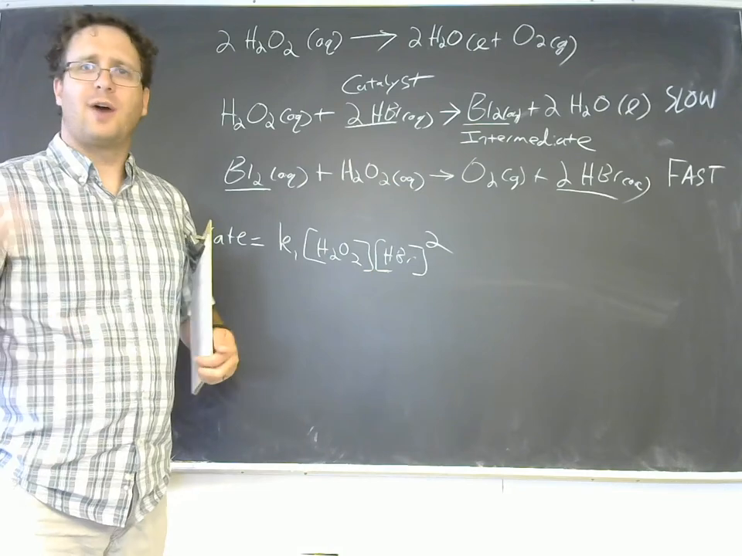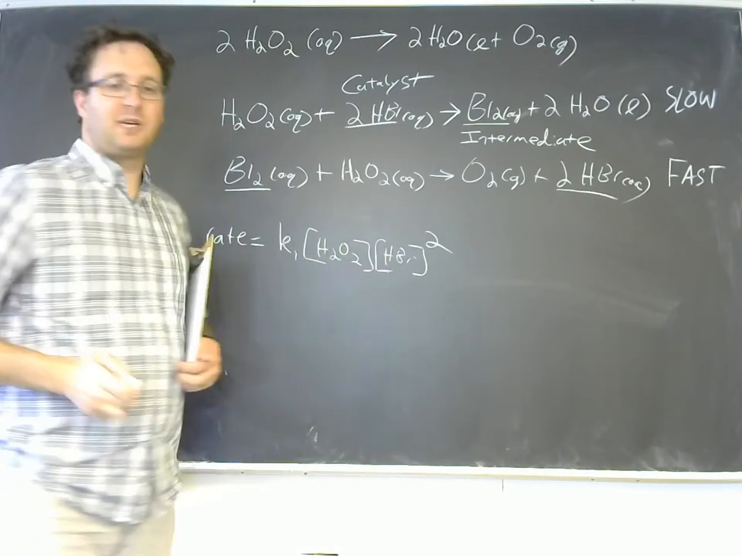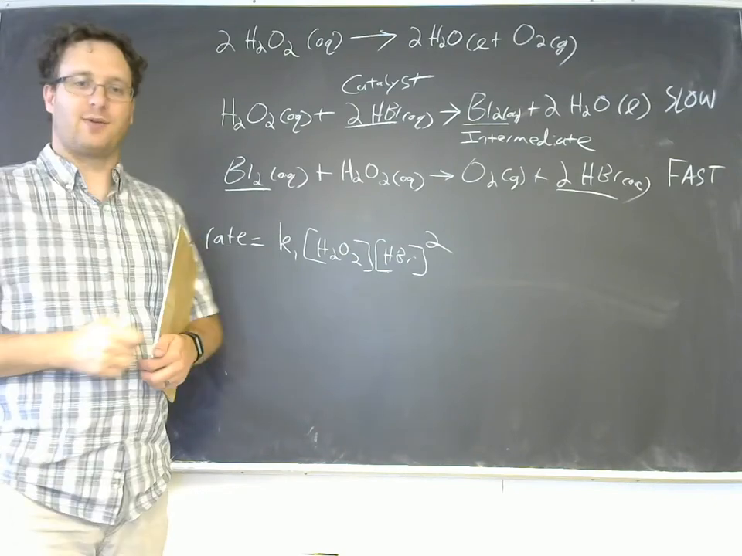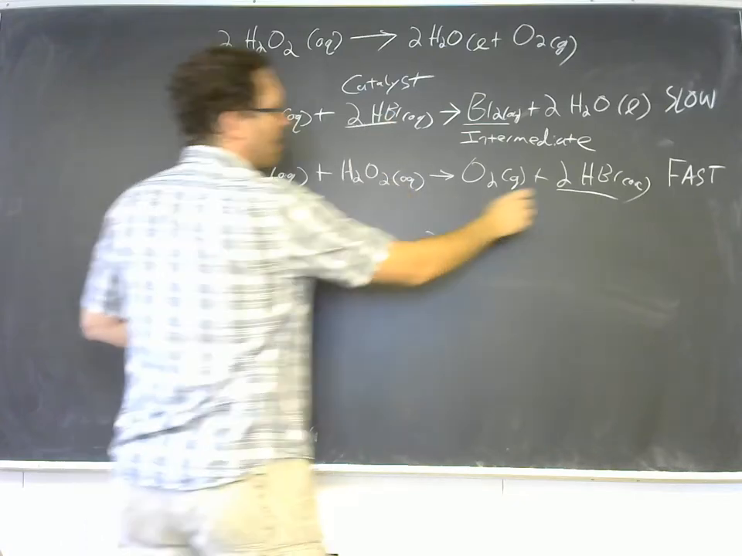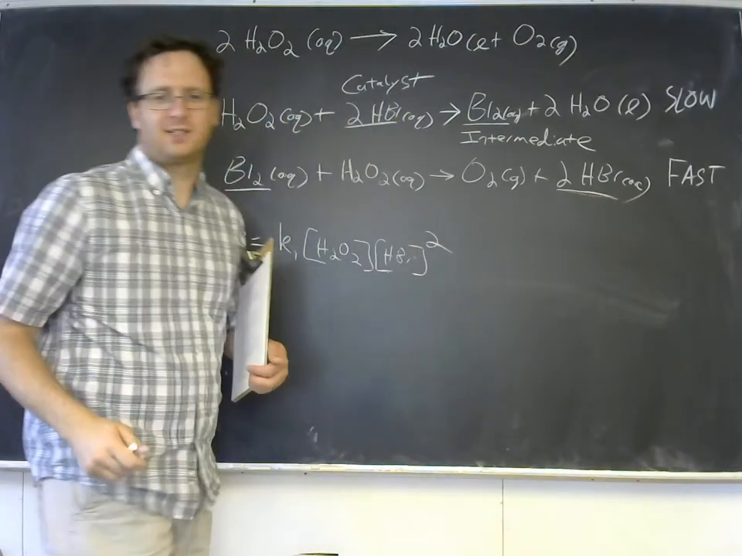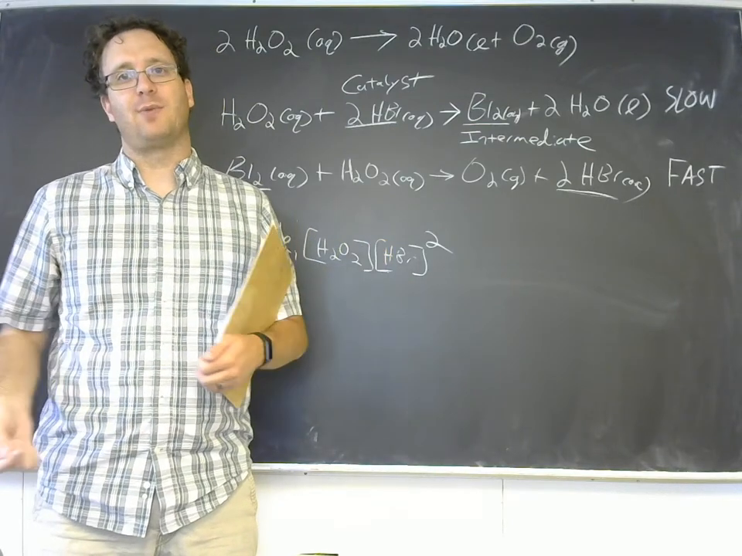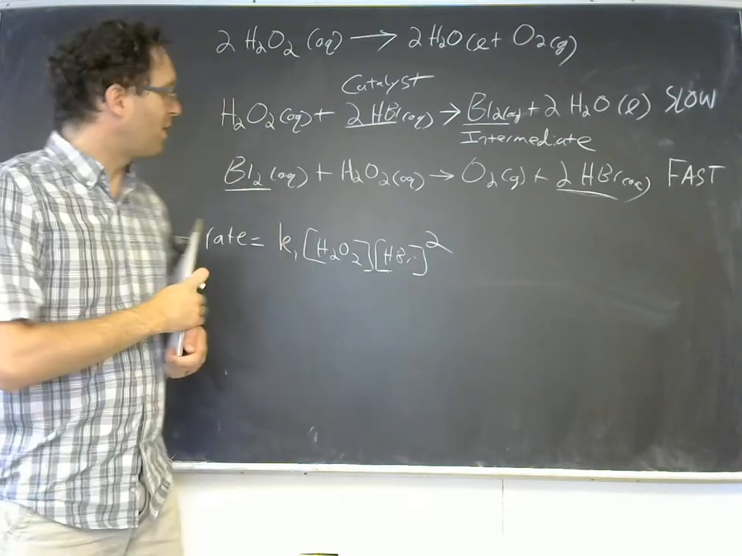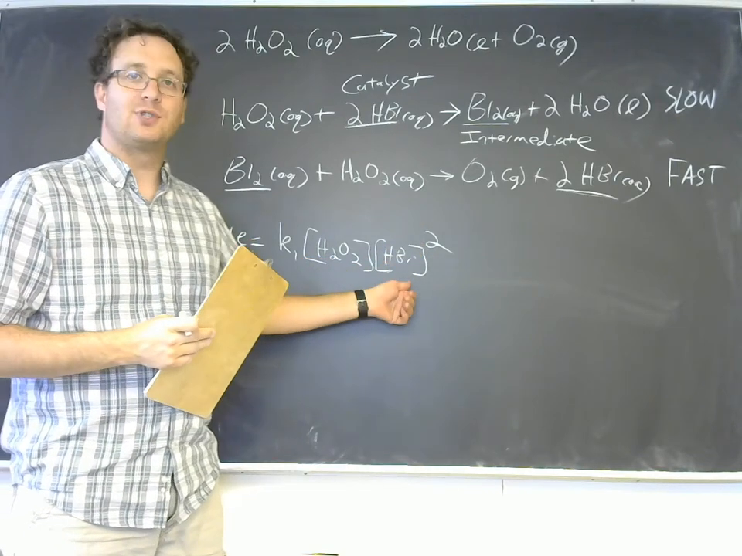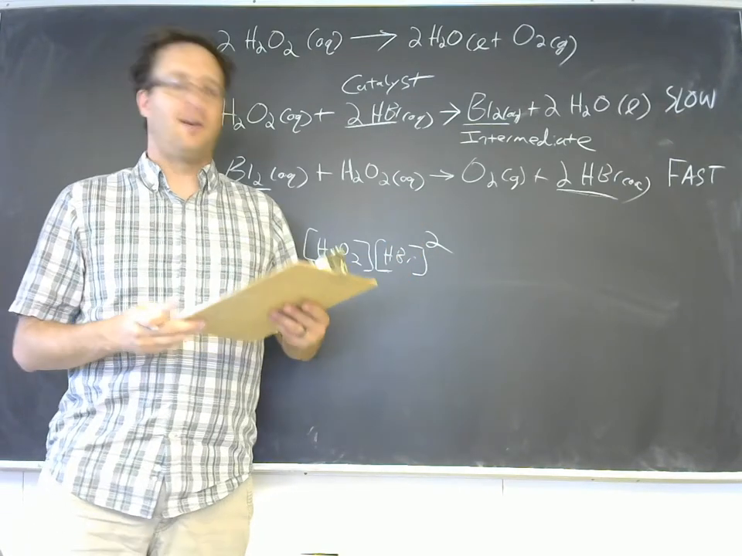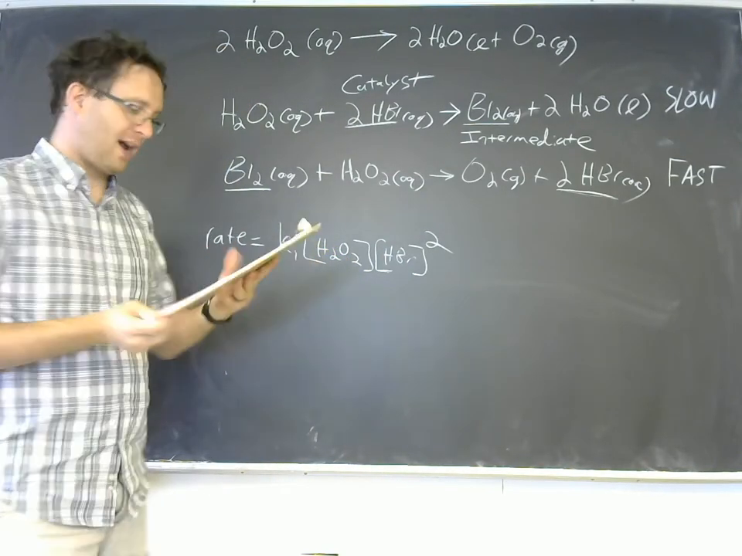And so if I want this reaction to go faster, I can add more HBr, and that will increase the rate. And HBr is consumed in the first step, but it's regenerated in the second step. So over the course of the reaction, my HBr concentration will actually be constant. And when the reaction is all over and there's no more hydrogen peroxide left, I will still have every last bit of hydrobromic acid that I started with. So that is catalysis.